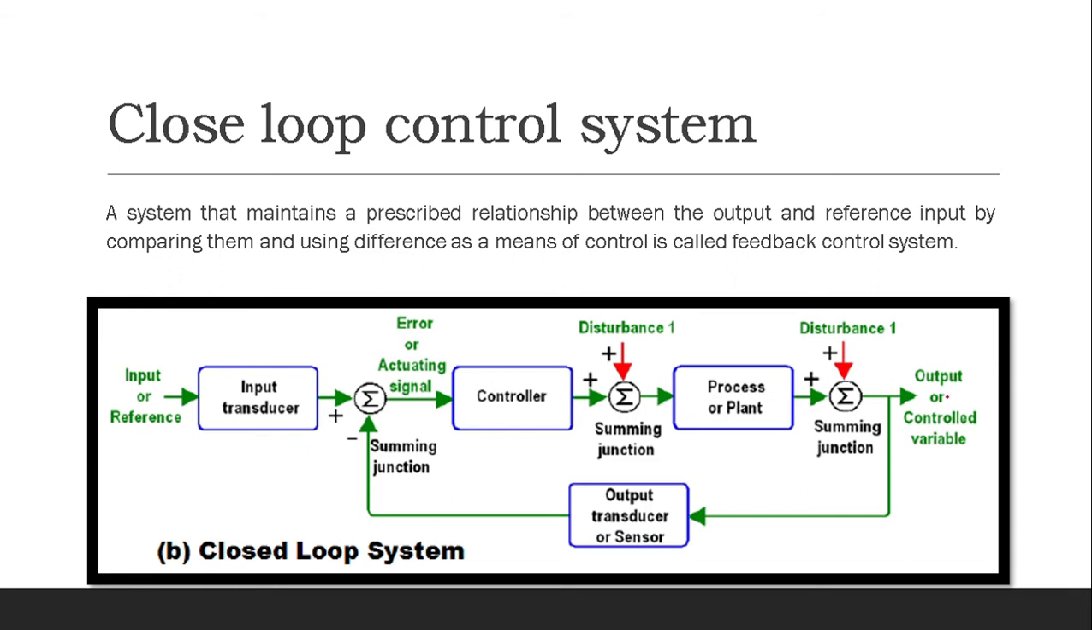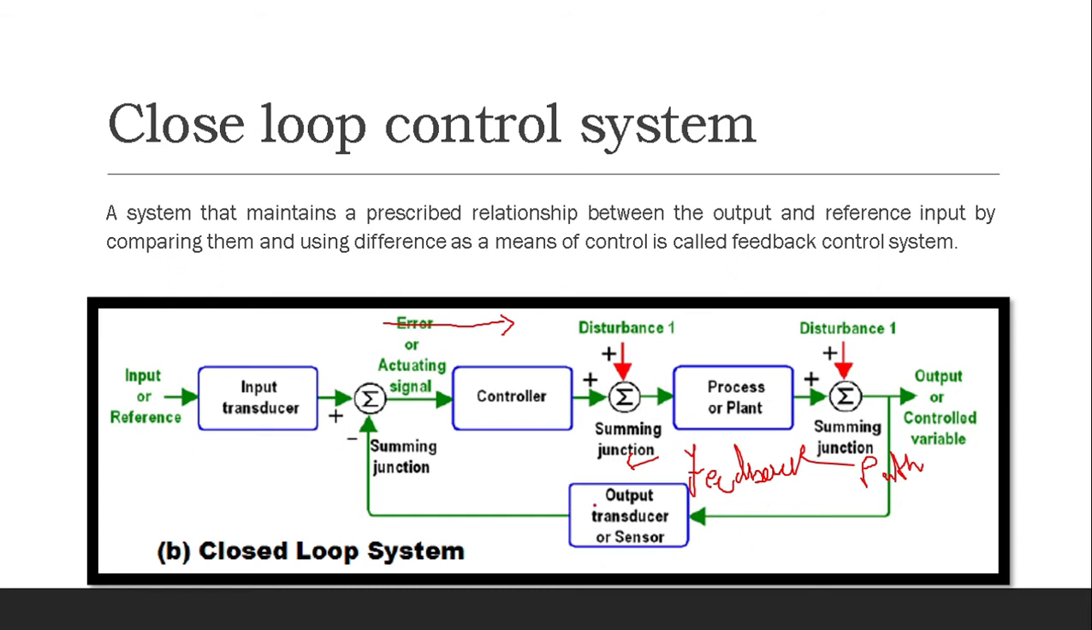Okay, so this is the block diagram of closed loop control system. Here you can see there is a forward path, and here is the feedback path. Okay, so there is no feedback path in case of open loop control system, but in case of closed loop control system the feedback path will be there.